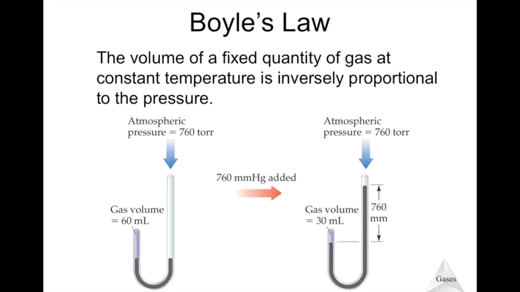So, some gas laws that you may or may not have heard of. Boyle's law: the volume of a fixed quantity of gas at constant temperature is inversely proportional to the pressure. If you look at this guy right here, we're open to the atmosphere, and there's 60 milliliters of gas compressed in there. If we add more pressure, a whole another atmosphere of pressure, it's pushing down even more, adding more mercury, so that gas is compressed.